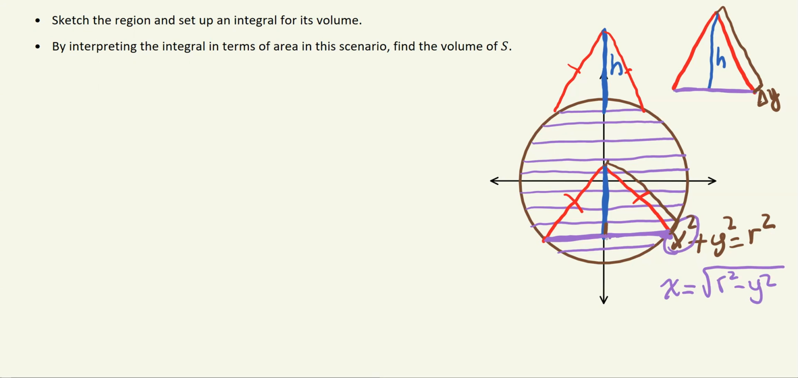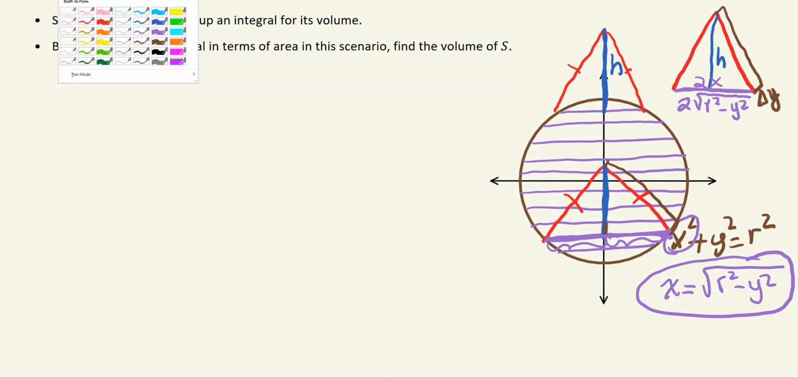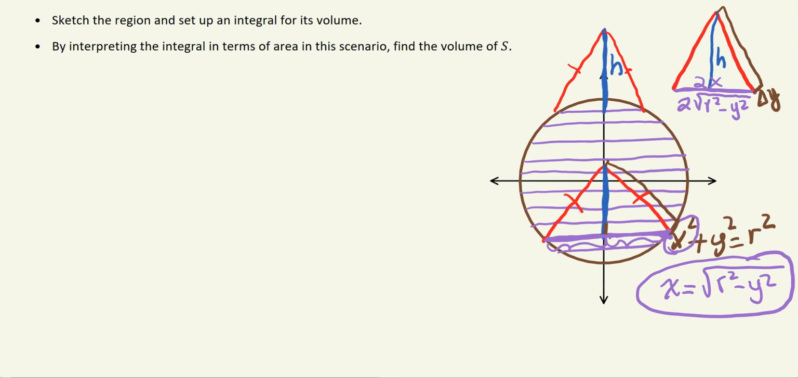And the base of the triangle is 1X, 2X, right? So this right here is 2X, where X is the square root of R squared minus Y squared. So this right here is 2 times the square root of R squared minus Y squared. So the area of that slice is 1/2 base times height and then multiply by how thick, which is delta Y. So let's go and actually find the volume of that solid.